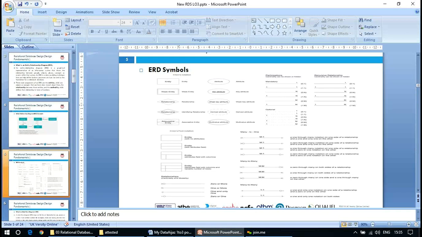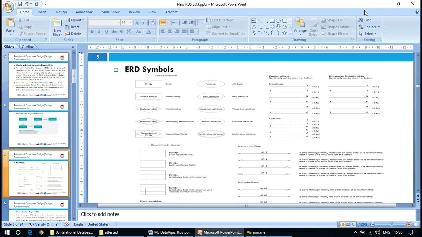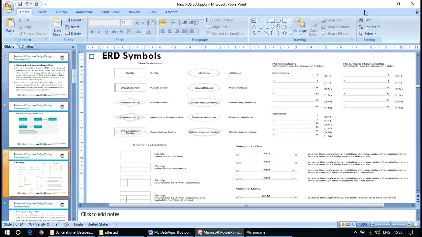Now how would you be representing those entities or symbols like this. You should be able to have a look here. ERD symbols like entity, you represent the entity with this rectangle, yeah. Weak entity with this double rectangle. Relationship with the diamond, yeah. Then attribute with this oval, yeah. Key attribute, you underline this attribute, yeah.